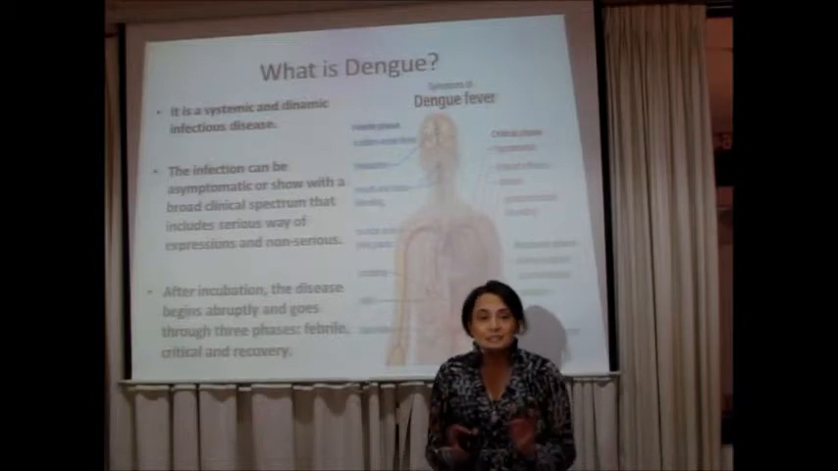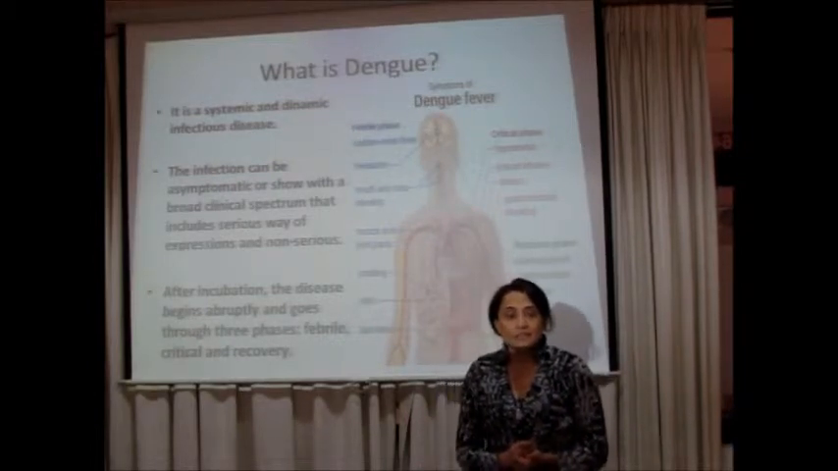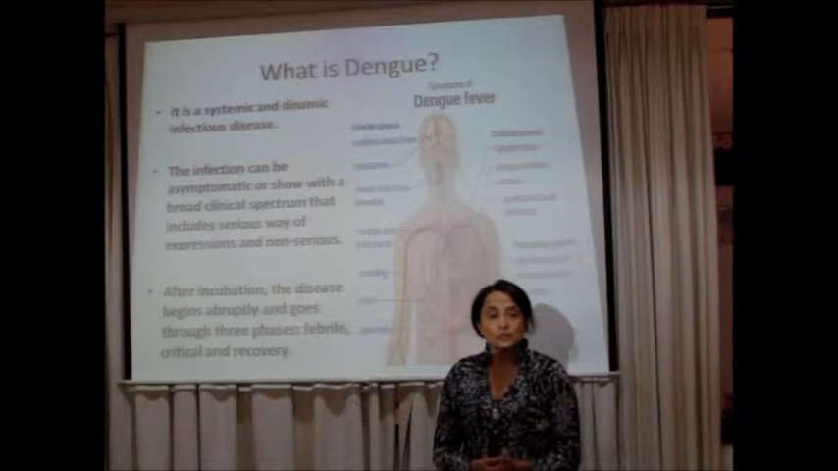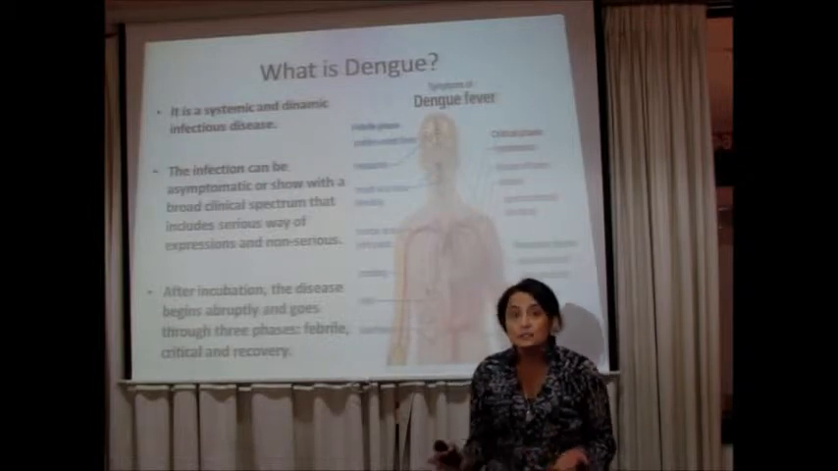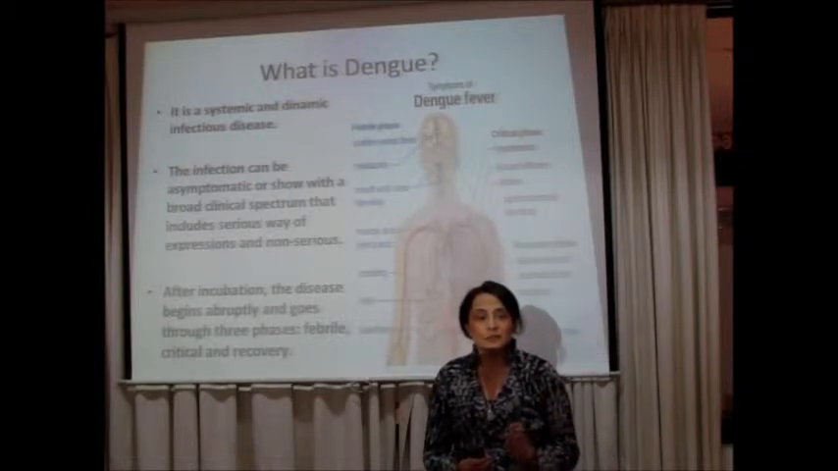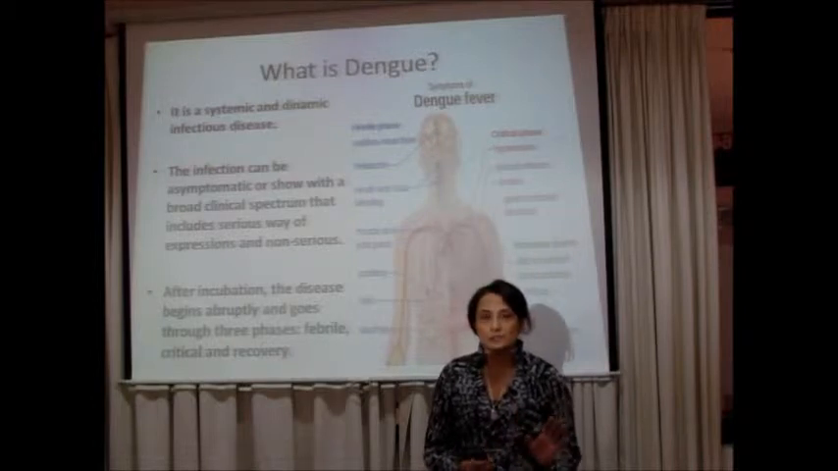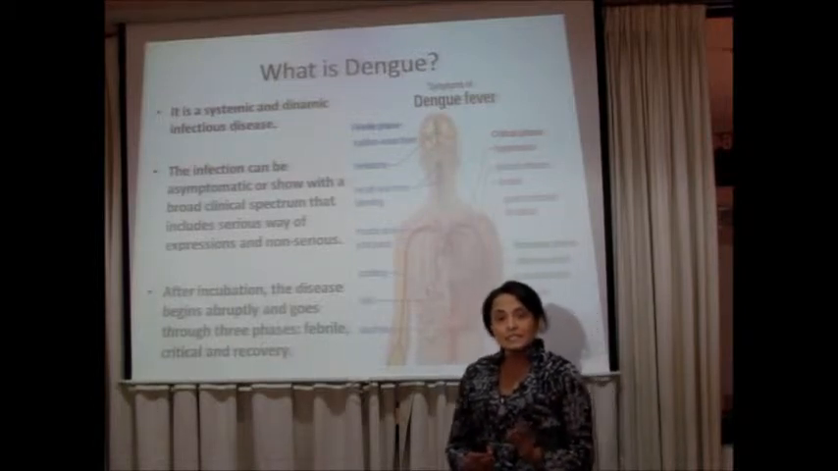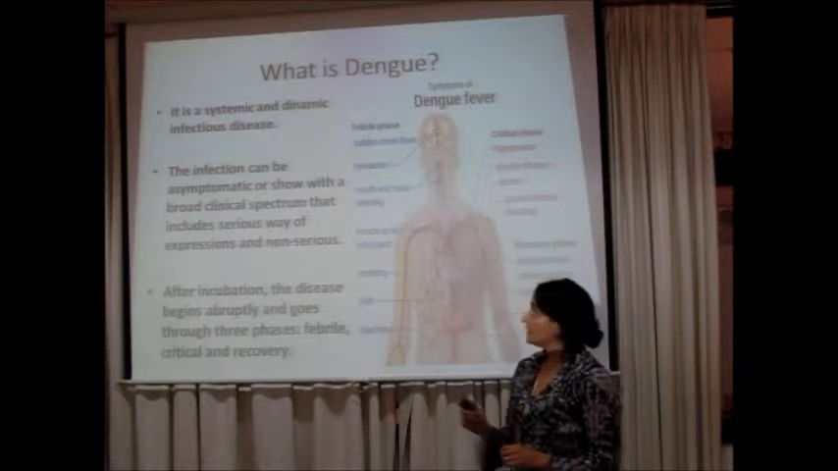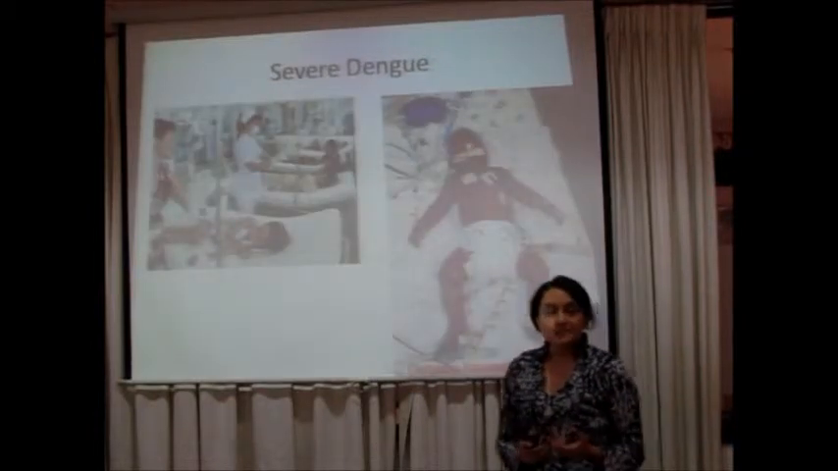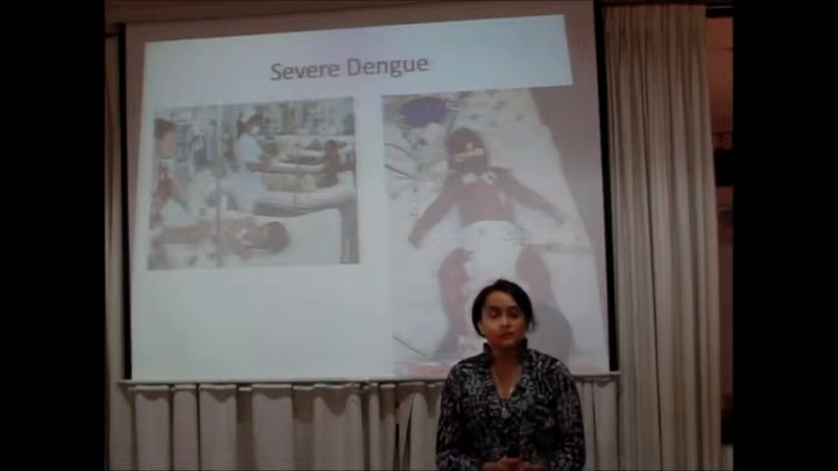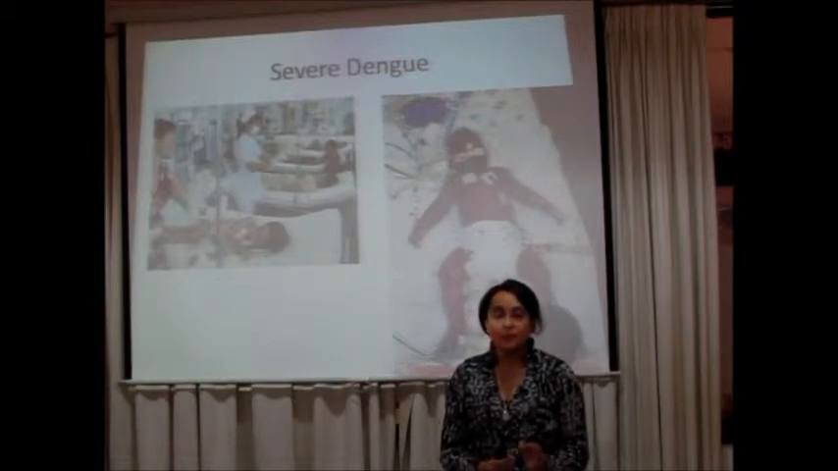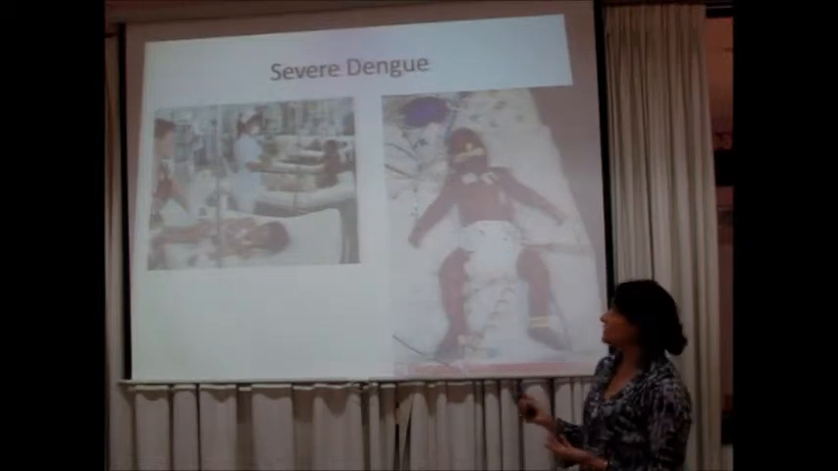Dengue is a systemic and dynamic infection. The infection can be asymptomatic or show a broad clinical spectrum that includes serious, widespread, and non-serious. After incubation, the disease begins abruptly and goes through three phases: febrile, critical, and recovery. Today, it affects Asian and Latin American countries and has become a leading cause of hospitalization and death among children and adults in these regions.